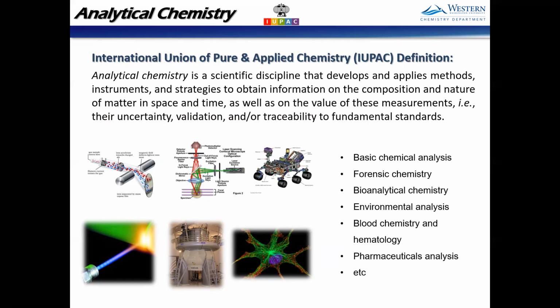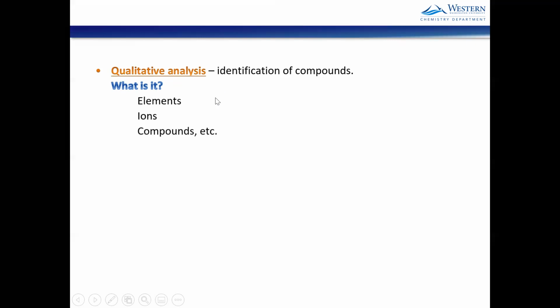So what is analytical chemistry really trying to address? We categorize analytical chemistry into two different components. One is called qualitative analysis. What is qualitative analysis? It is the identification of a compound. So what that means is that qualitative analysis is trying to address the question: what is it? In chemistry, you probably will be concerned with what element it is, what ion it is, what compound it is.